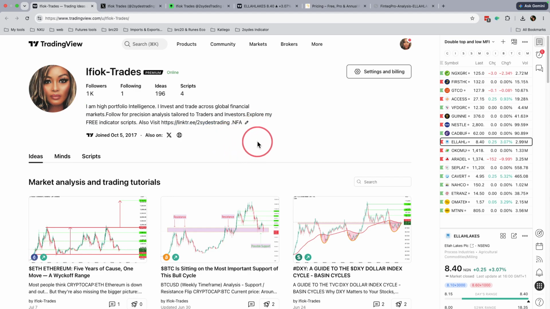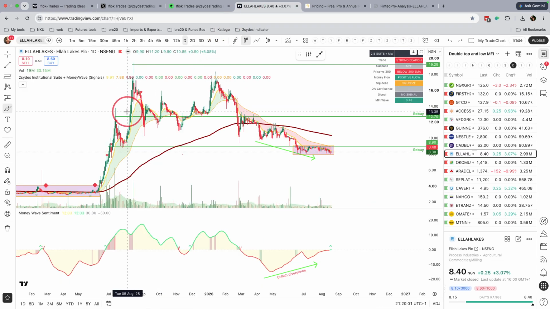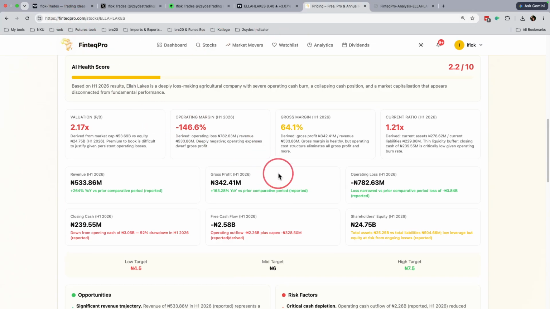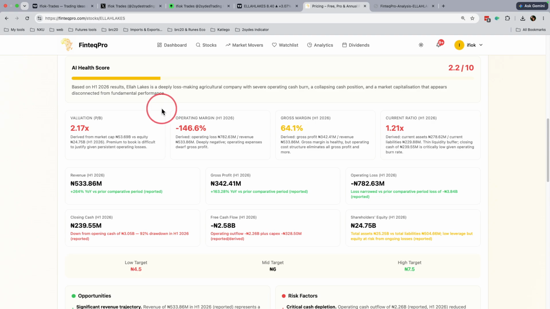And in today's video we're going to be including fundamental analysis. To help us with that, we are going to be looking at Ellah Lakes. We're going to look at Ellah Lakes technically, and we're also going to use this tool called Finteqpro to look at Ellah Lakes fundamentally also. So if it's something of interest to you, stay around to the very end.